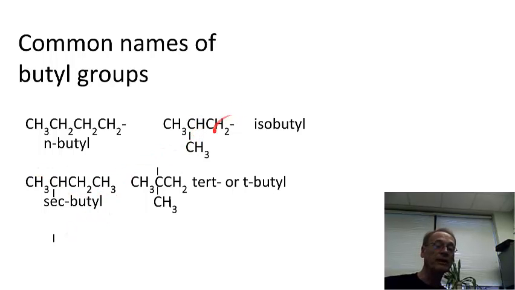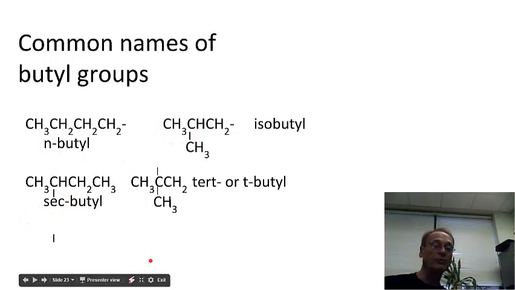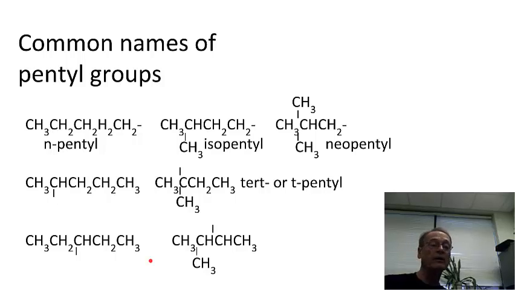Here the attachment is at the end. Here the attachment is on the second carbon. And yet people sometimes have trouble distinguishing these two. So you want to draw different examples of these and name them. And of course there are several different ways of drawing this, and there are several different ways of drawing this as well. Now, here are some pentyl groups.